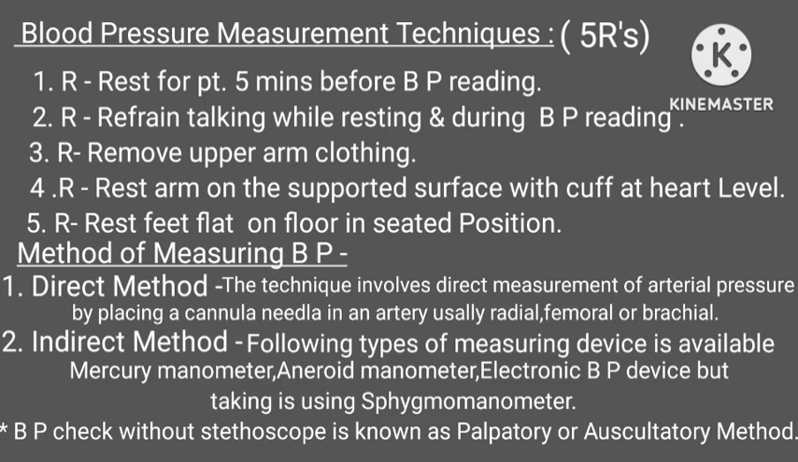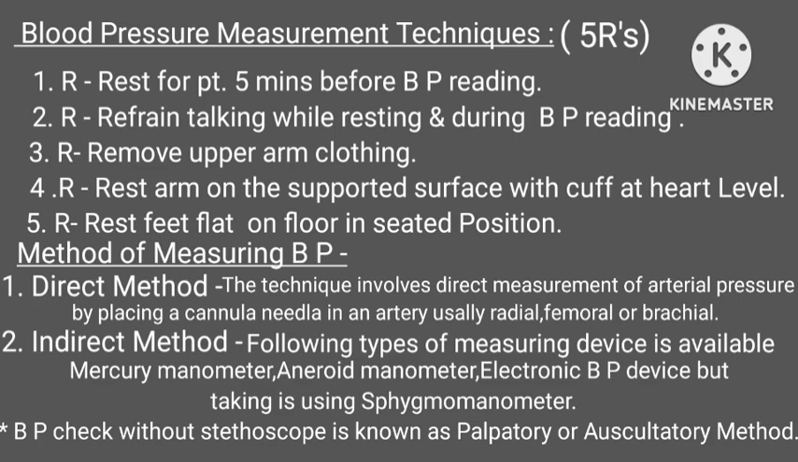Then let's discuss the methods of measuring blood pressure. There are two types: first, the direct method, and second, the indirect method. First, the direct method. The technique involves direct measurement of arterial pressure by placing a cannula needle in an artery, usually radial, femoral or brachial.